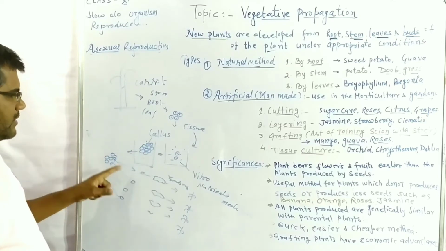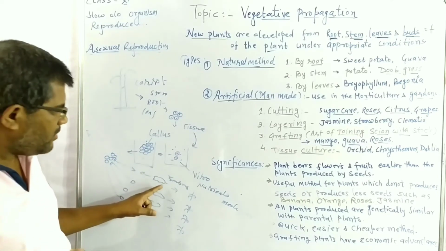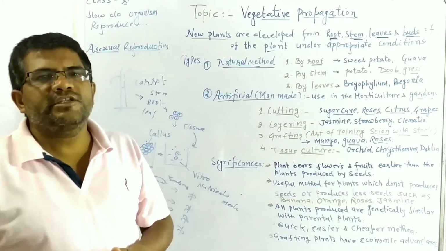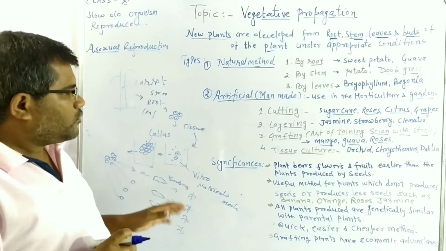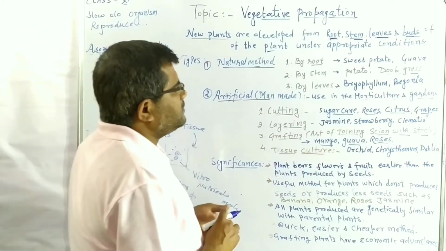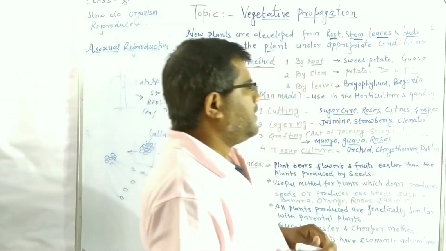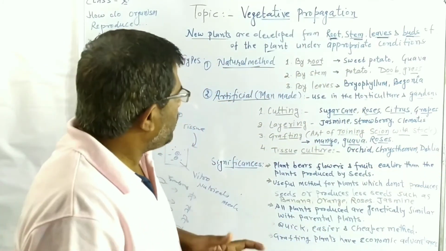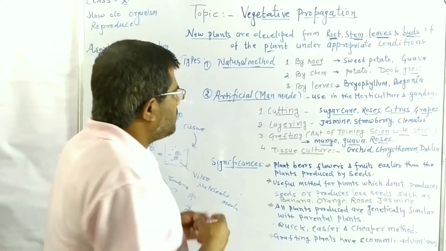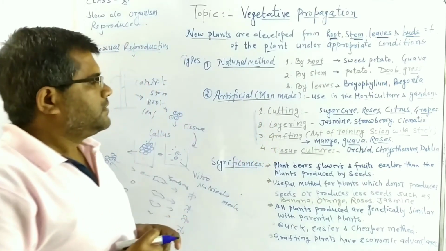Now the cells of the callus get differentiated, and each cell will develop into an embryo, and thus thousands of plants can be obtained together by this tissue culture method. This is very common in orchid, chrysanthemum and dahlia plants. So overall: cutting, layering, grafting and tissue culture. Three processes, cutting, layering and grafting, we have to study in class 10th.